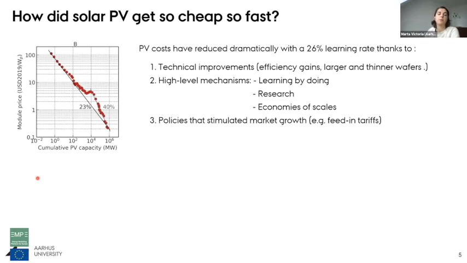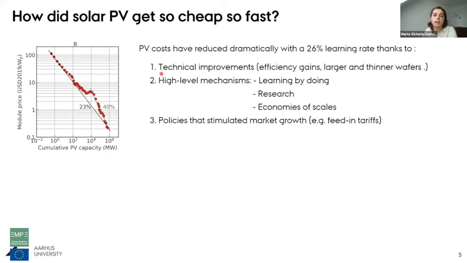So let's start with the first question. How did solar PV get so cheap so fast? Well, the first thing that we know is that solar PV has shown extremely fast cost reduction with a learning rate of 26%. So every time the cumulative capacity of the technology doubles, the cost reduces by 23% if we look at the whole period, and even lately that's accelerating to 40%. So the learning has been extremely fast.